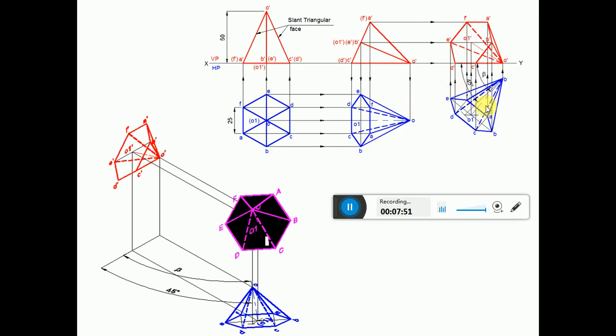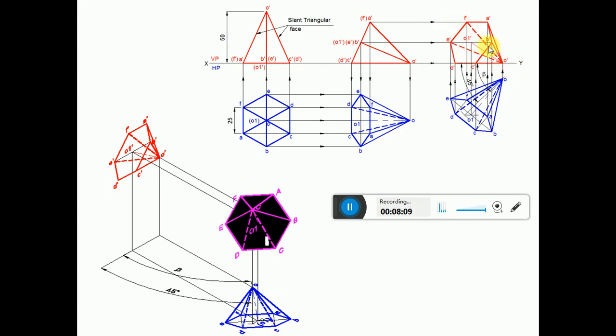So here, join between C dash to B dash and B dash to A dash with a continuous line. So you are going to get this visible. Then we are left with O dash B dash, O dash F dash and O dash A dash.